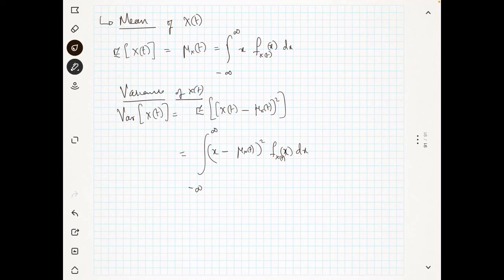Next we will talk about an important concept, known as the autocorrelation function.